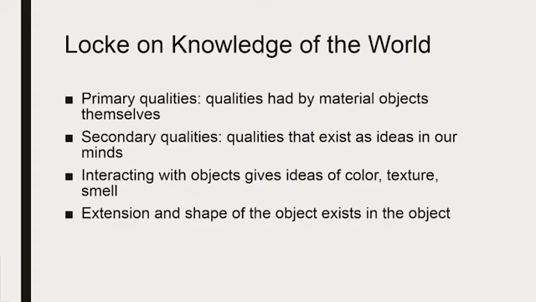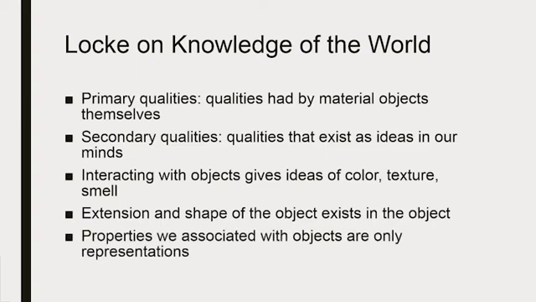The size of the chair, the extension, is in the object. The shape of the chair, that it has arms, that it's made of wood. These are things that exist in the object itself. But the properties that we really associate with the objects are only representations. They exist only in our minds. They are ideas in our minds. Does that make sense?